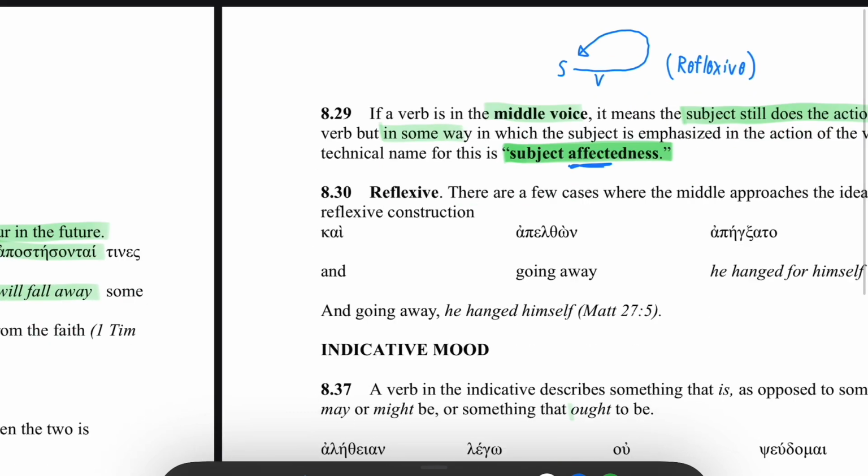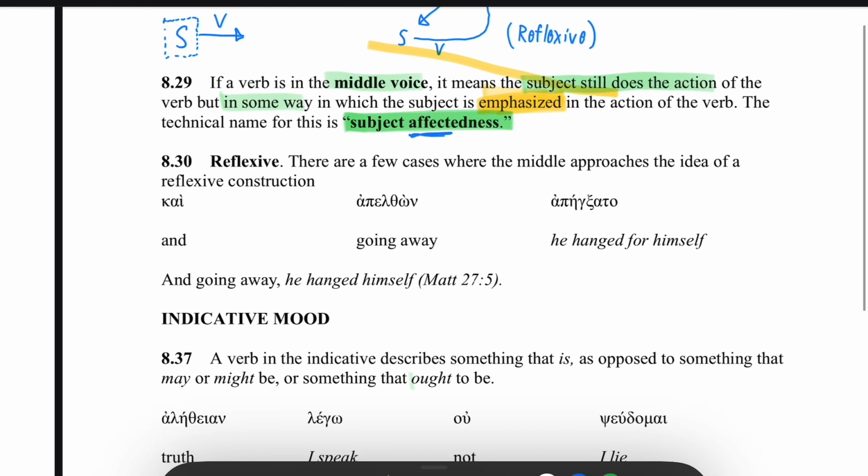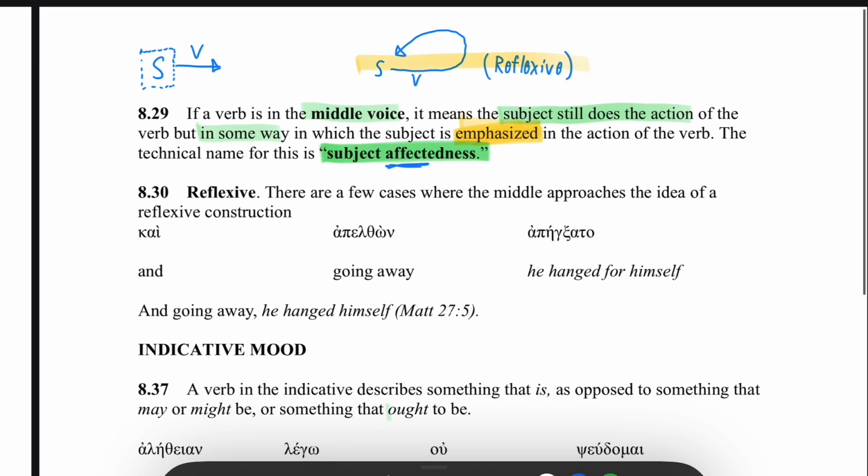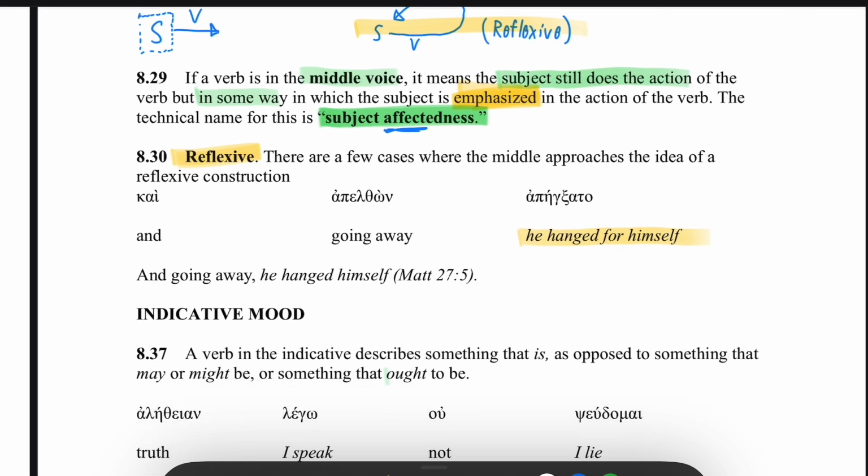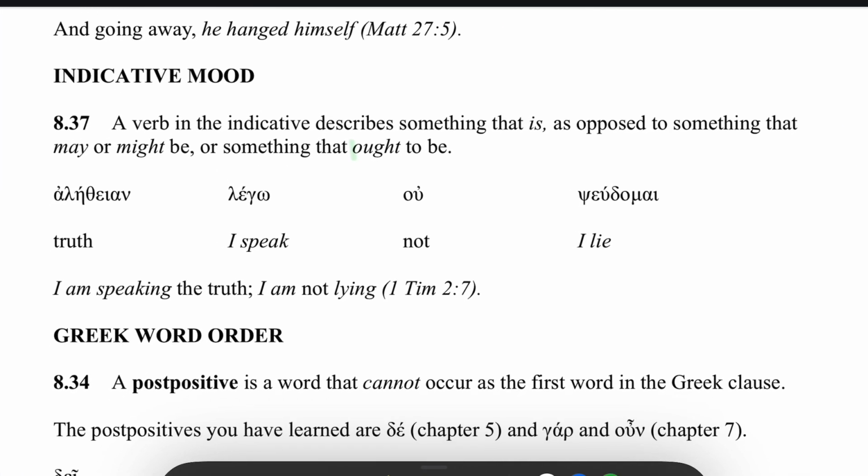But you also just have it in general. It's subject still doing the verb, but the subject is really an emphasis. And then Mounds talks in 8.3 on the idea of reflexiveness, which is what we highlighted up above here. There's a few cases where the middle approaches the idea of a reflexive construction. So the idea of he hanged himself, where it's clear that the subject is what's being acted on by itself grammatically.